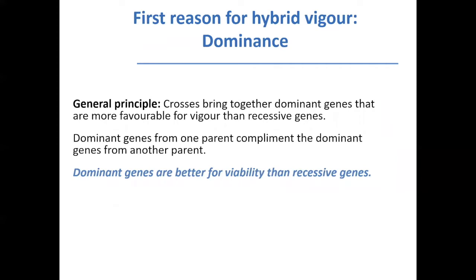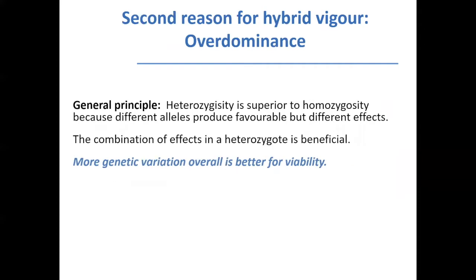The first reason is dominance. The general notion here is that crossing brings together dominant genes that are more favourable for vigour than recessive genes. Essentially, dominant genes from one parent may complement the dominant genes from another parent. Stated simply, this explanation hinges on the idea that dominant genes are better for viability than recessive genes.